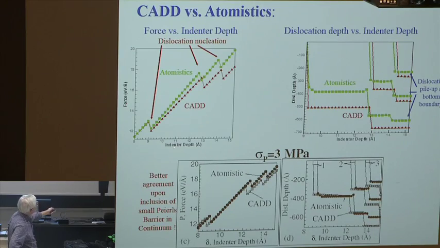So here's the force versus indenter displacement. The atomistics and the CAD, you load up. At this point, you nucleate a dislocation, you get a force drop. You load up, you nucleate, and load. And you can see that the points of nucleation are very well captured. And the difference between these is because the continuum here is linear elastic, and the atomistics are slightly nonlinear elastic throughout the material. So the mismatch here is because we treated this as linearly elastic, and the forces are quite high. But otherwise, the nucleations are occurring at the right place.